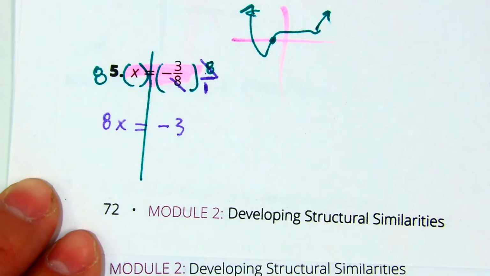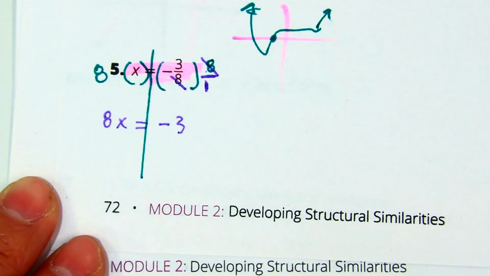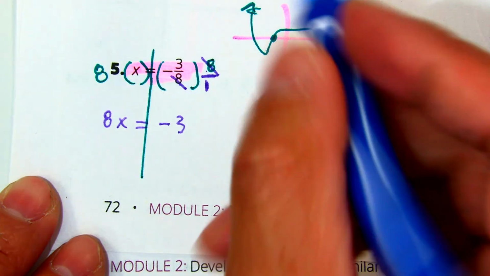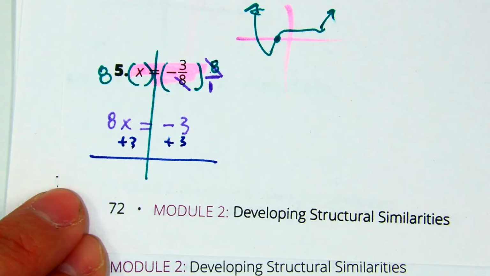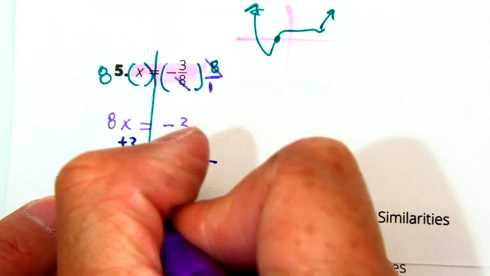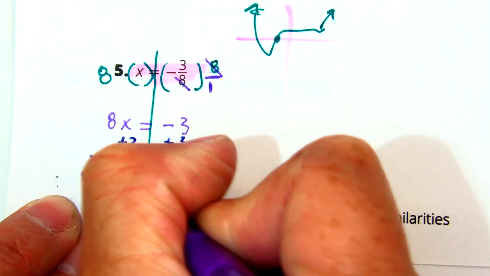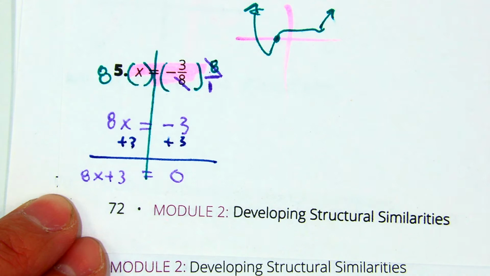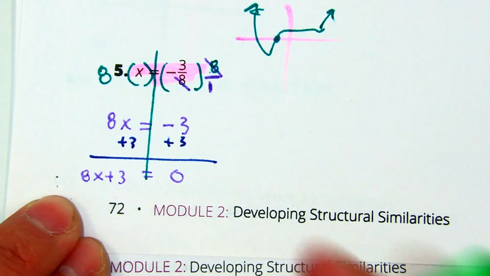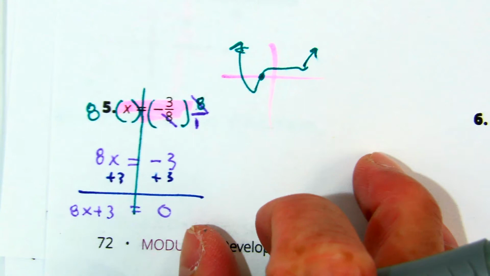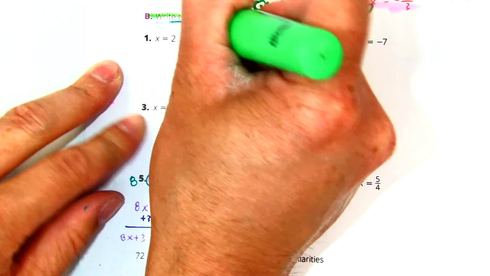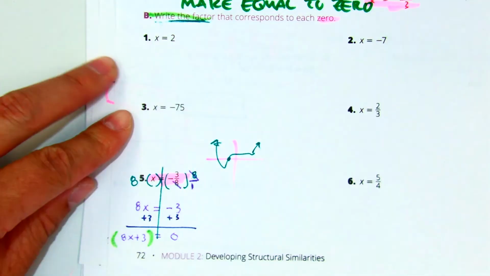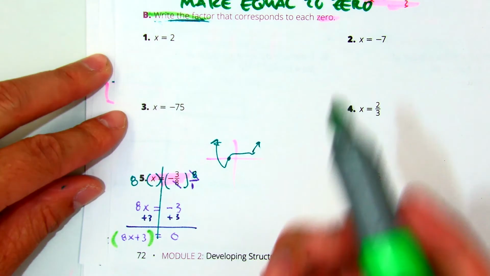Yes. Class, what's next? How do I make sure that's equal to 0? We're going to add 3 now. Class, does that become 11x? No. What is this over here? And that's what I wanted. The problem tells us to write the factor. Here is my factor because it's set equal to 0. Let's do one more.